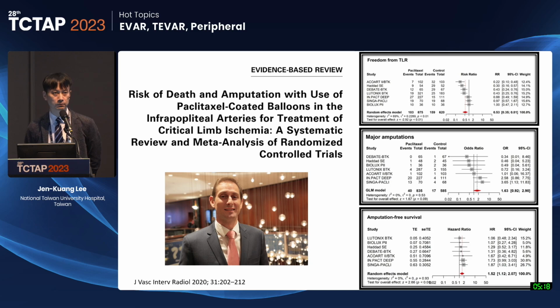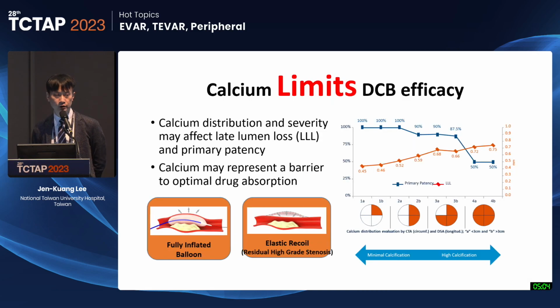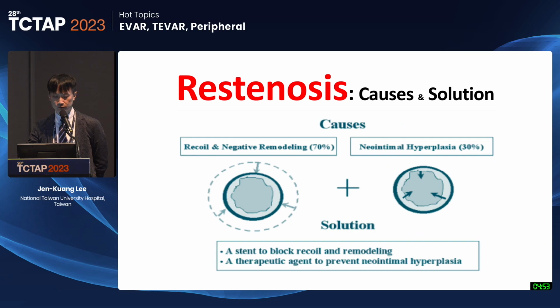So what is the main idea for below the knee intervention? Our focus should be major amputation and also amputation-free survival, not only freedom from TLR. That's the main idea for below the knee intervention. Also, calcium limits DCB efficacy, as we know that below the knee lesions always have a lot of calcification. Restenosis, how do we overcome this issue?